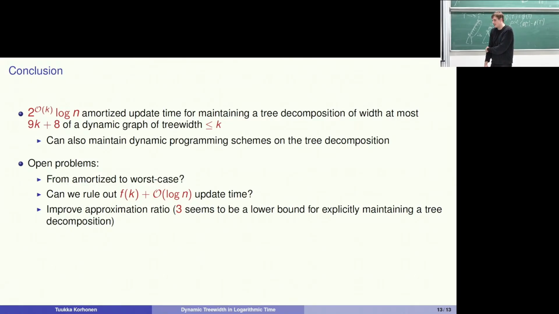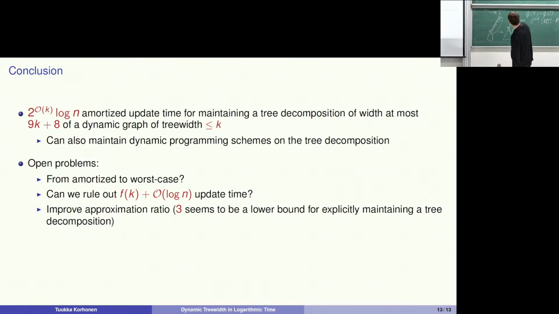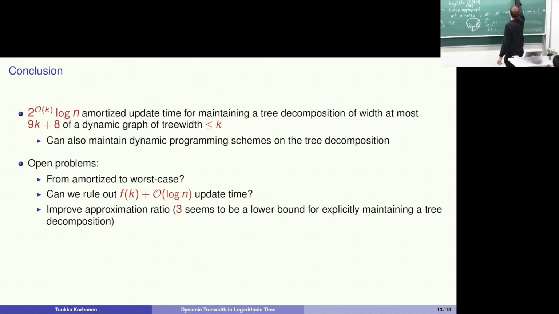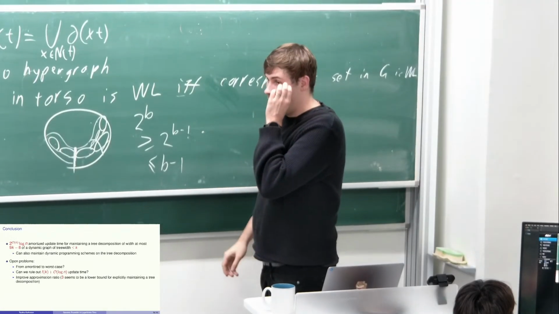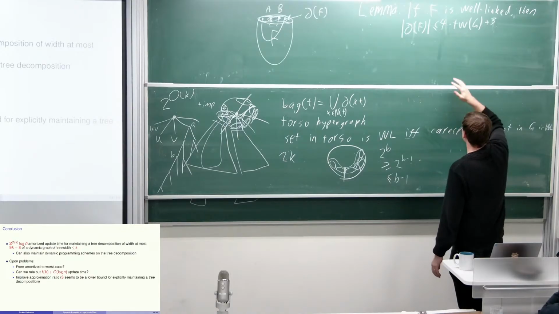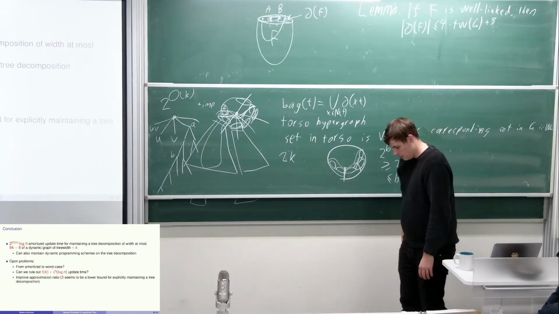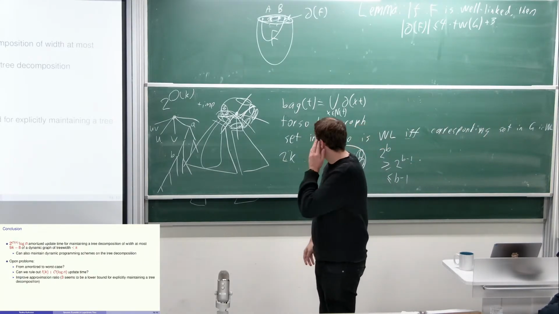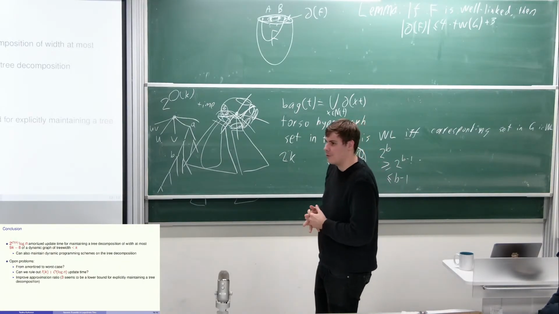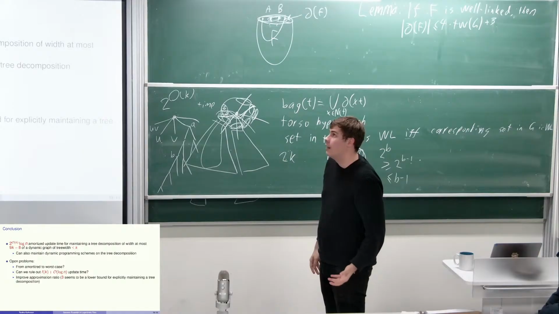Oh, where does the 9 come from? The 9 comes from 2 places. So we had this bound: you want to say that the boundary of a well-linked set has some size bounded by treewidth. So you get 1 factor there. I think it's 3 actually here. And then you get another factor 3 when you go in the other direction.